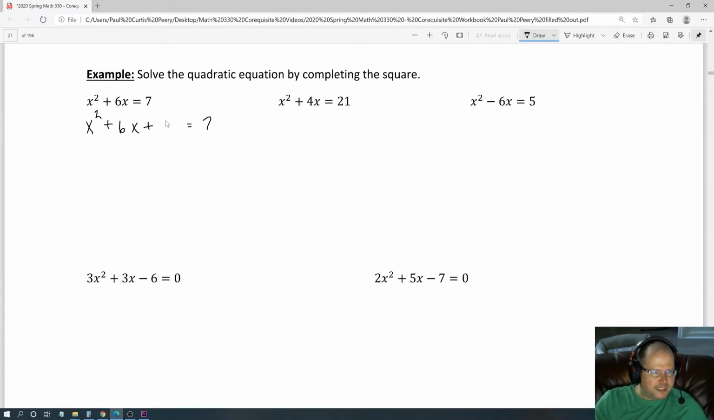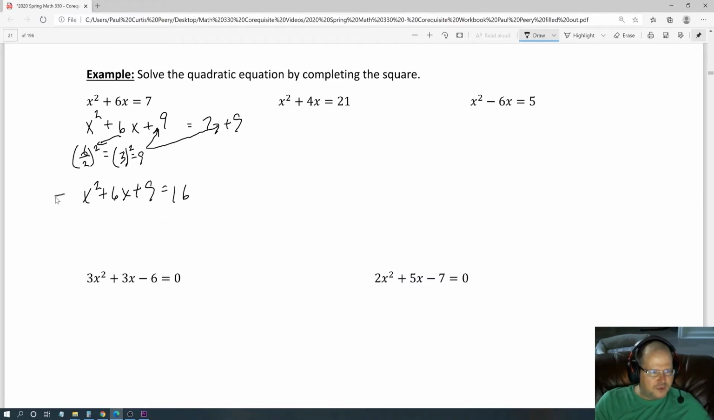The way we find what we need to add here, because this is not a perfect square trinomial, even if you put the 7 on the other side, is to take the middle term 6 divided by 2 and square it. So 6 divided by 2 is 3. 3 squared is 9. Once you find the 9, you're going to add it. But whatever you do to one side of the equation, you also have to do to the other. Otherwise you broke the equation, right? So that gives you x squared plus 6x plus 9 equals 16.